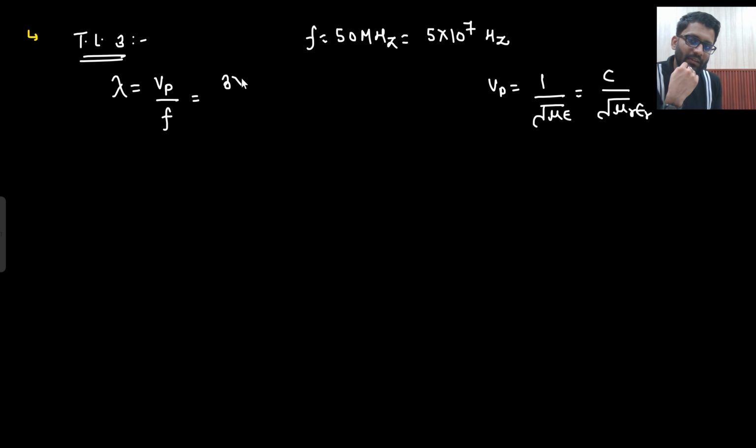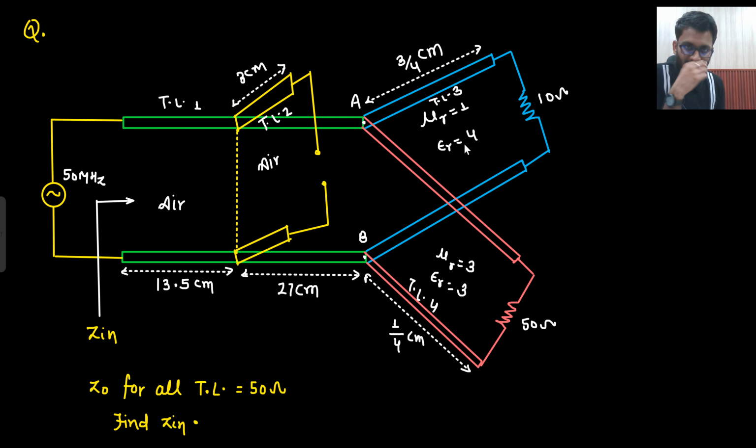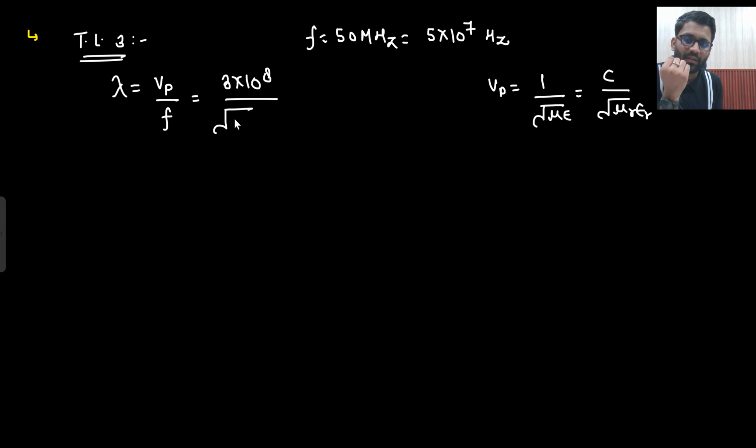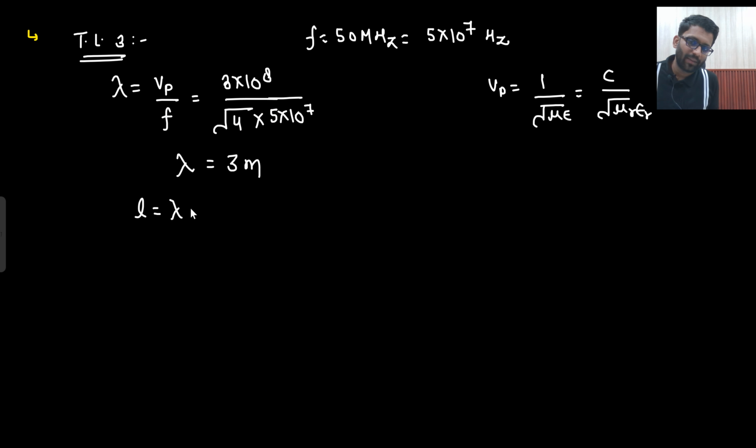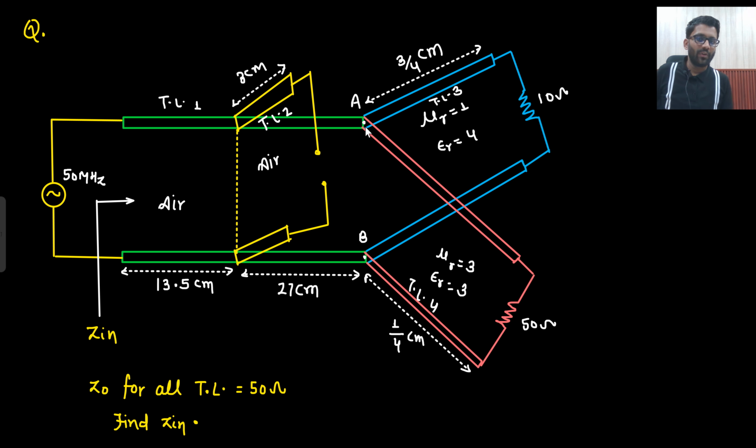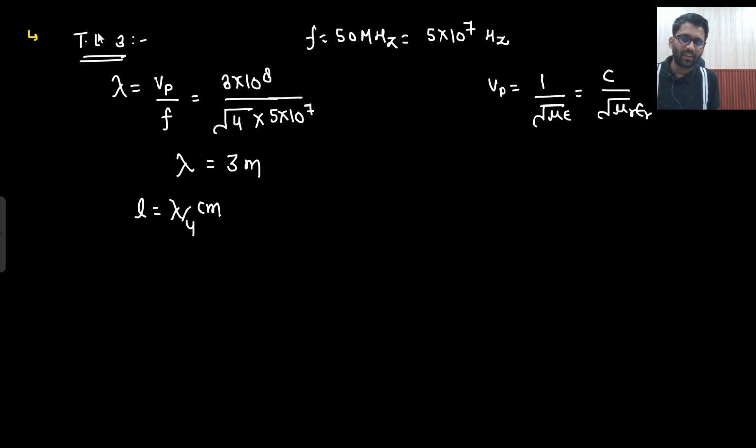So what will be Vp? 3 into 10 to the power 8 divided by under root mu r epsilon r, 4 into 1, under root 4, divided by F. F is 5 into 10 to the power 7. So what you are getting? Lambda is 3 meter. So this is your lambda. Here length is given as 3 by 4, that means length is equal to lambda by 4, right? So what will be your Z in 1 or Z in 3? I'm going to write.